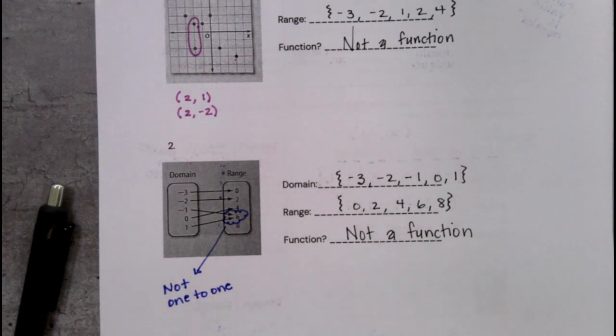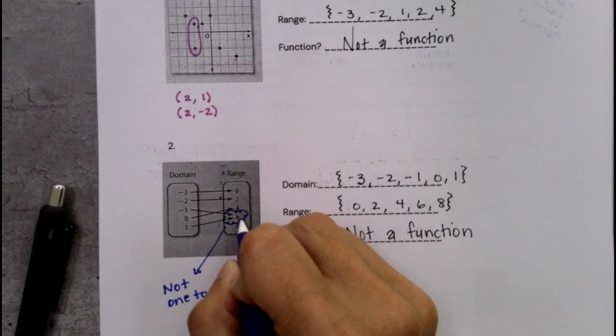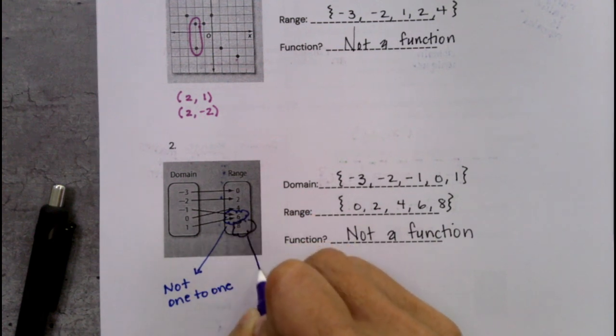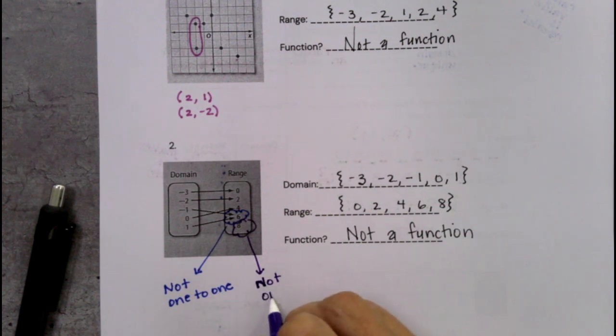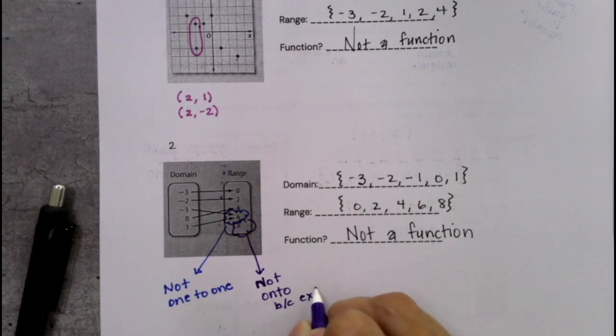So that leaves onto. Why can't it be onto? What's onto not allowed to have? An extra. Onto can't have an extra. It's not onto because it has an extra.